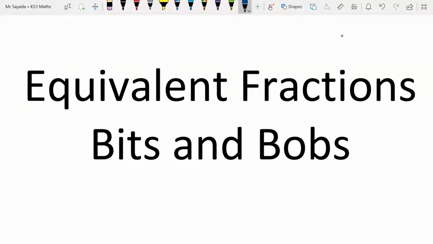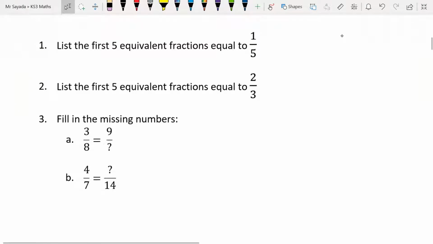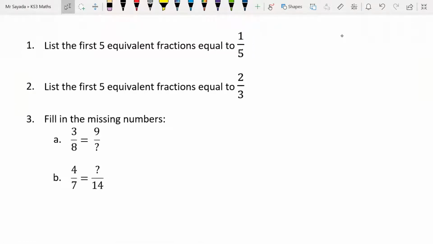In this video, we're going to look at a few things to do with equivalent fractions. Now, this video should only be watched if you have already learnt something about equivalent fractions. Please start by doing these 3 questions. Pause the video while you do them. Press play once you're ready.